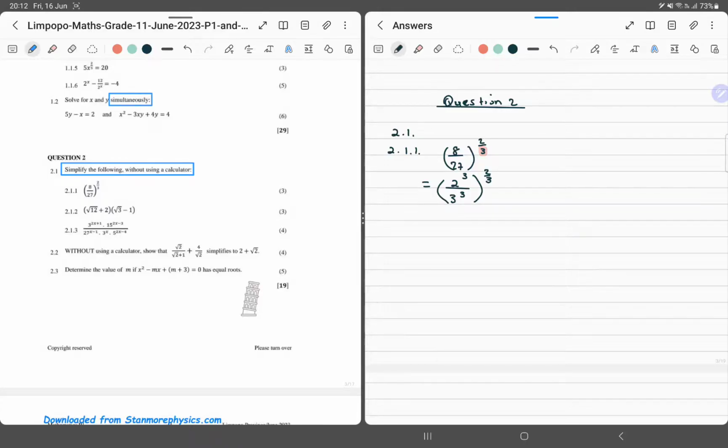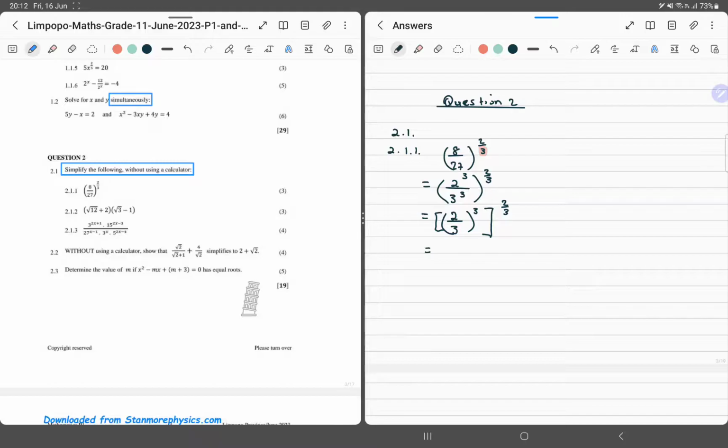So that's how it is made. And then now we can see that, okay, if we've got the same exponent at the numerator and the denominator, this is the same as (2/3)^3, all raised to exponent 2/3. So we're using exponential rules here.